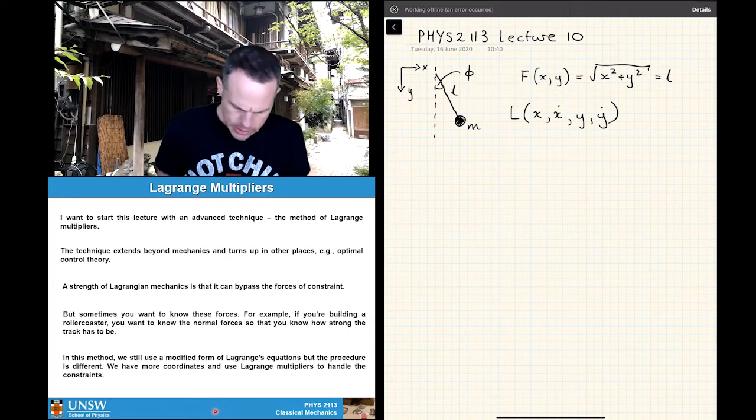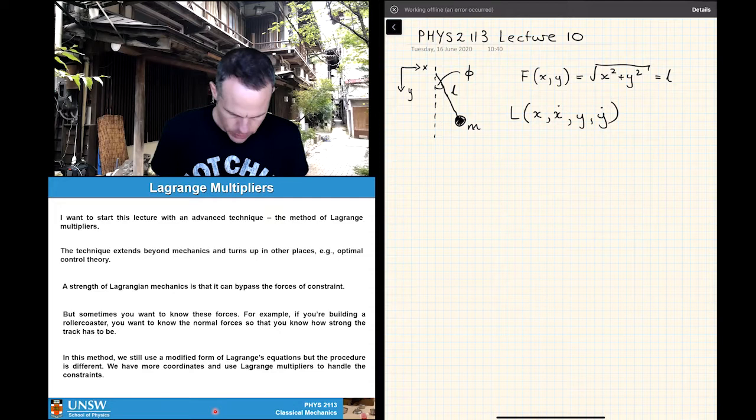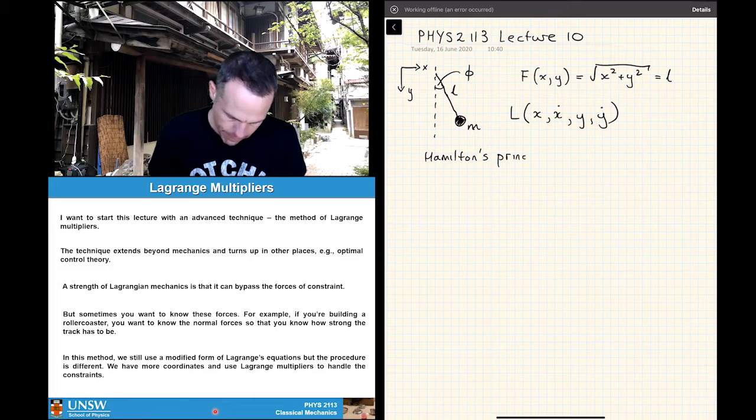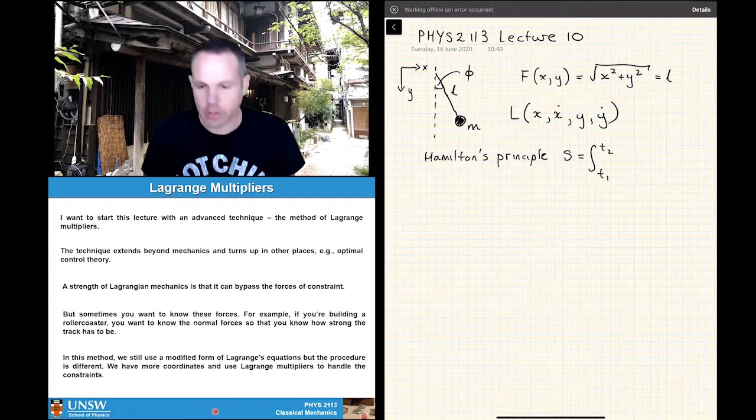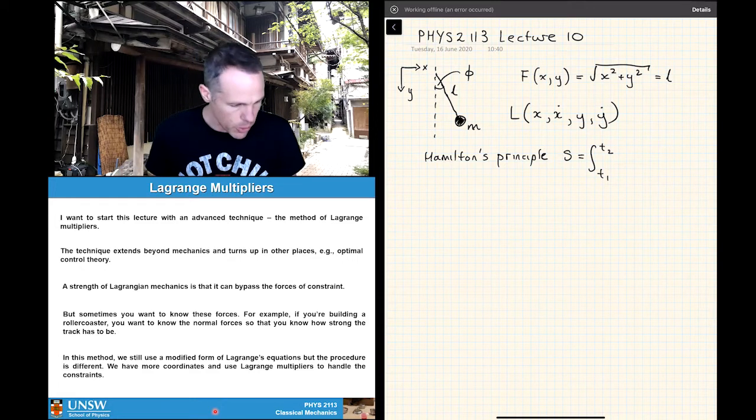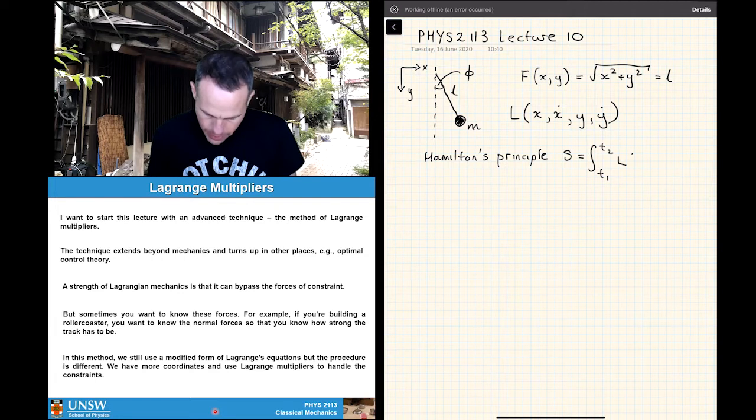Where we're going to start here is with Hamilton's principle. It basically says that we have some action S that's the integral between t1 and t2, and this could be any times t1 and t2 in the motion of the pendulum, where we take the integral of the Lagrangian, which is a function of x, x dot, y, and y dot, dt.